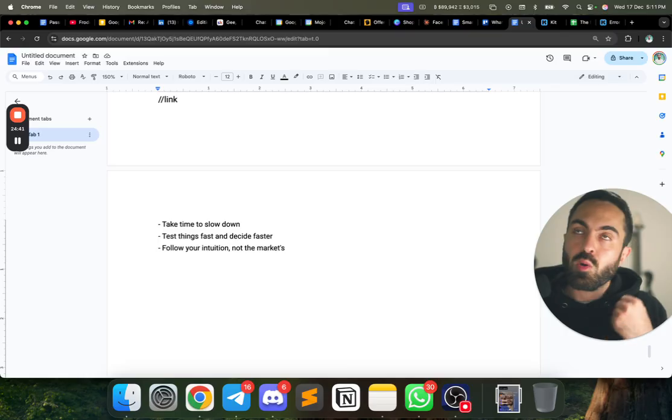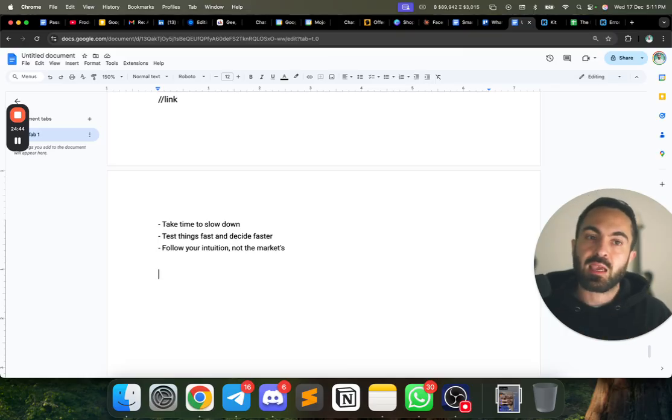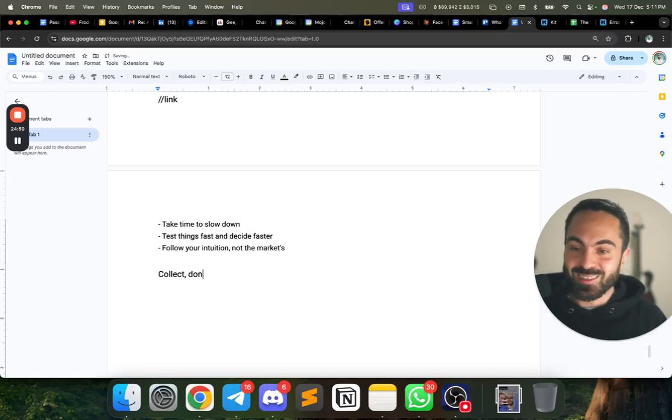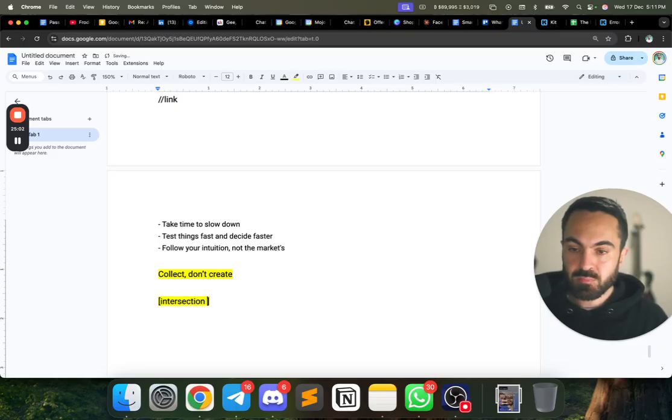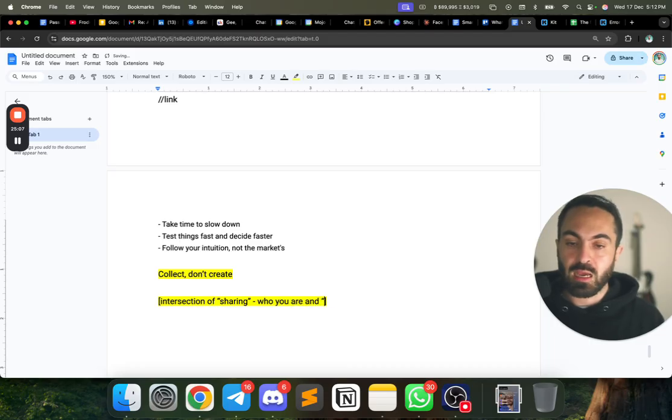So hopefully this gives you a little indication of where you can go and how to think about your content. But collect, don't create is the theme, right? Everything is already around you, already in your calendar and your day-to-day life. We're just looking at that intersection of sharing who you are and showing what you do.